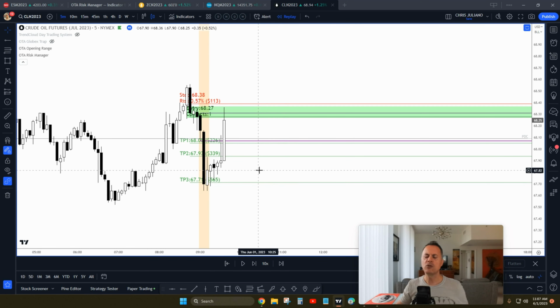Now, because we only have one target, because we only have one contract, my rule, and I implore you to adopt this rule: if you have one contract, guys, using your OTA TradingView tools, please take the 2 to 1 entry. Please take the 2 to 1 entry. I have back tested this. More than 76%. My data says 76% of the time it hits that 2 to 1. Why wouldn't you take that?